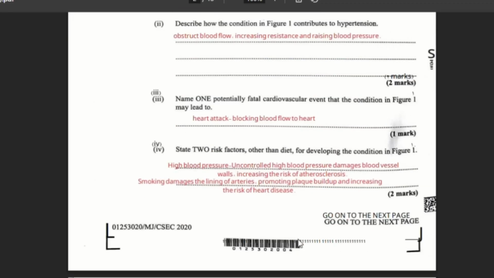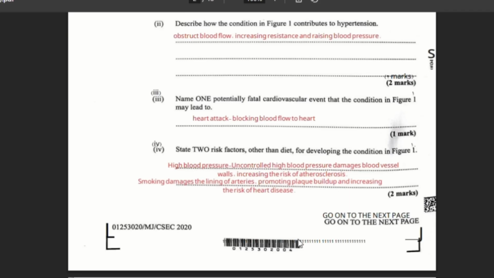Then the next question states, state two factors other than diet for developing the condition in figure 1. The reason they say other than diet is because obviously we know that if your cholesterol levels are high, it can literally build up and start to block within the blood vessels, right? So that is why they scrapped diet completely. So we cannot mention anything about cholesterol or fatty food or anything like that.